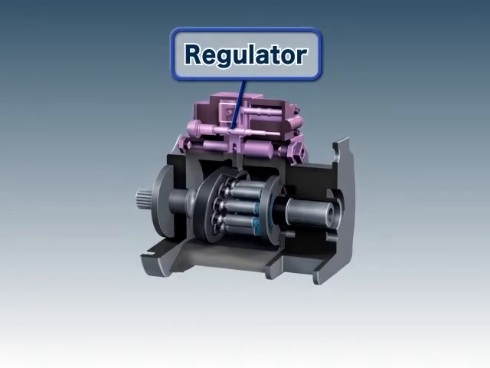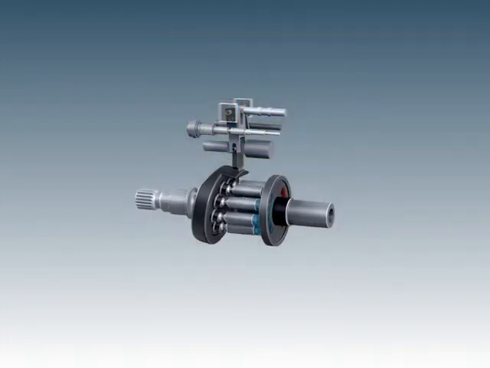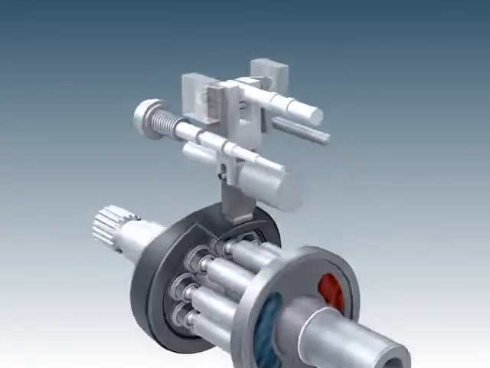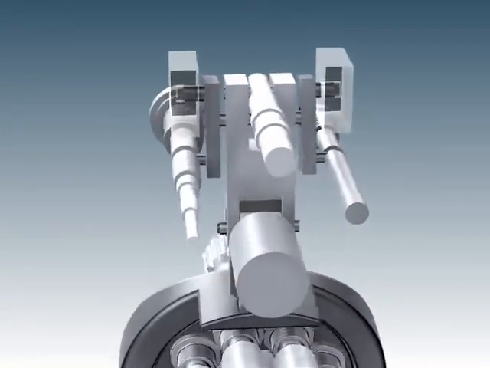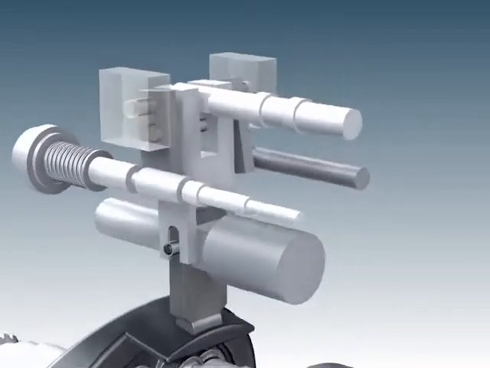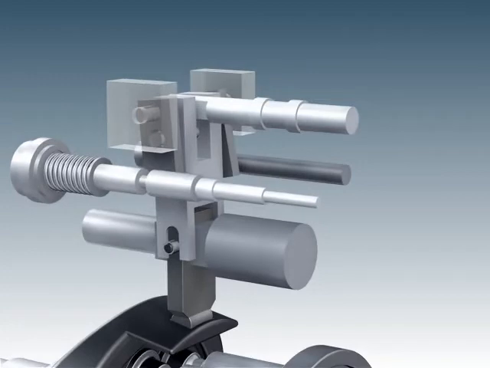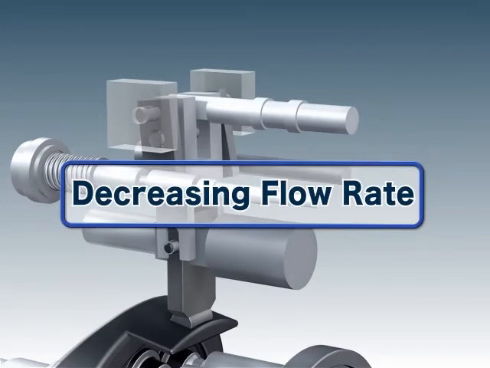The delivery flow is controlled by the regulator. The regulator controls the pump output to correspond with the engine output by adjusting the delivery flow. Next, we will explain how the regulator decreases the flow rate.